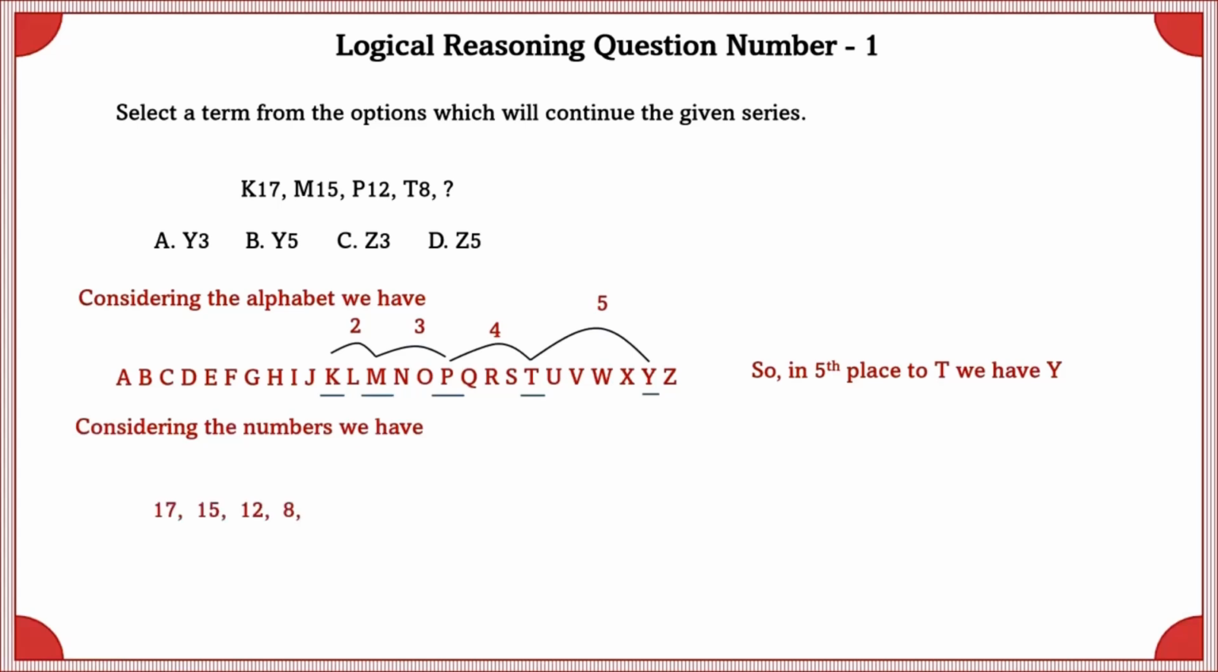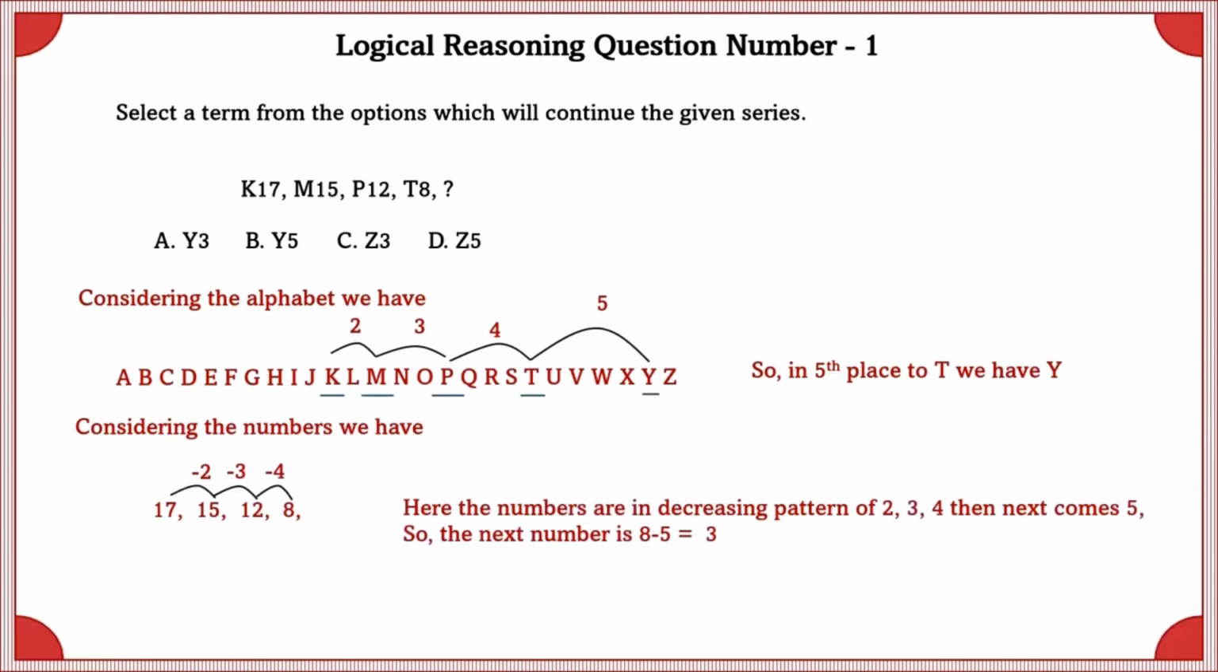Now, considering the numbers, we have 17 minus 2, 15, 15 minus 3, 12, 12 minus 4, 8. Here the numbers are in decreasing pattern of 2, 3, 4. Then next comes 5. So the next number is 8 minus 5, which is equal to 3. So the correct answer is Y3.